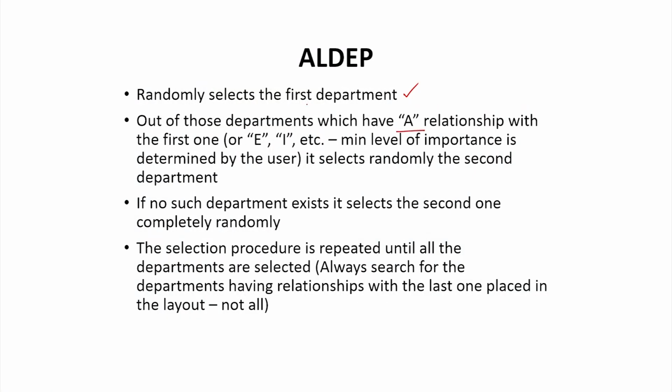Then out of those departments which have a relationship with the first department we have selected, let us say the first department we have selected is department 4. Now, we find out the department which has a relationship with the first one, that is E type or A type, or if there is no A relation, then we look for the E or I. Let us say department 7 has an E relationship with it. So, we will put the 7 here. Okay.